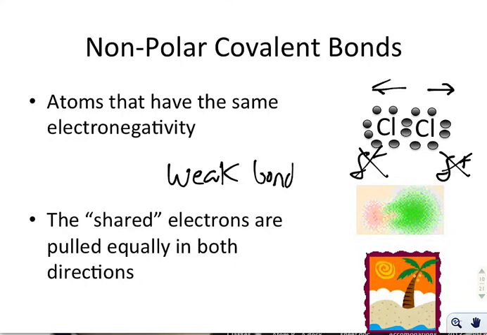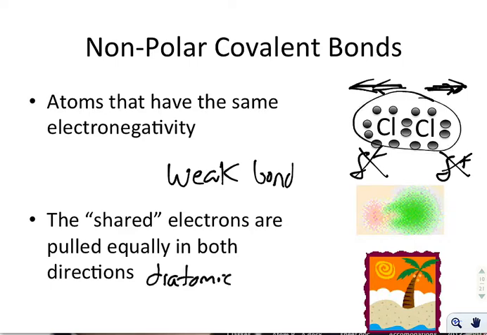The shared electrons happen between two atoms that pull equivalently. Now, the most common nonpolar bonds are what we call the diatomics. A diatomic is one in which you have two of the same atom bonded together. The example we have here is chlorine, which is a diatomic. You also have things like fluorine, oxygen, and nitrogen. All of those represent nonpolar covalent bonds because they're diatomic.